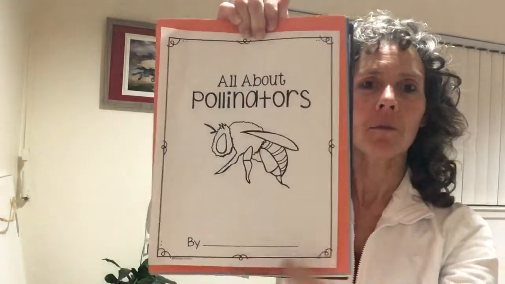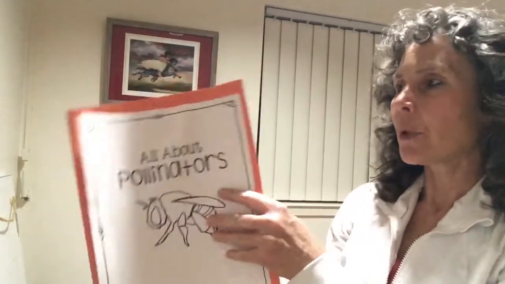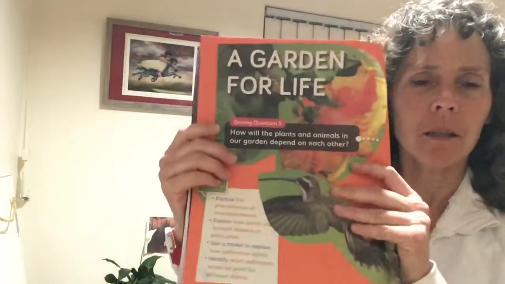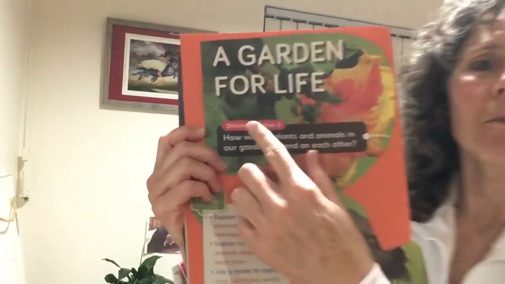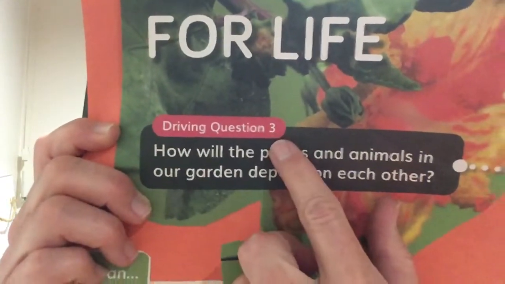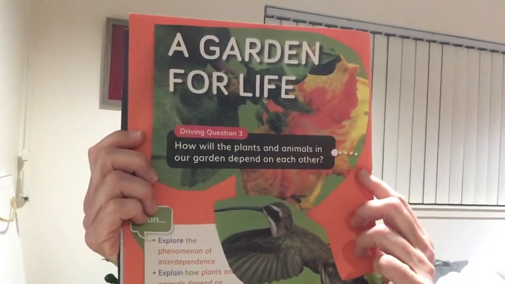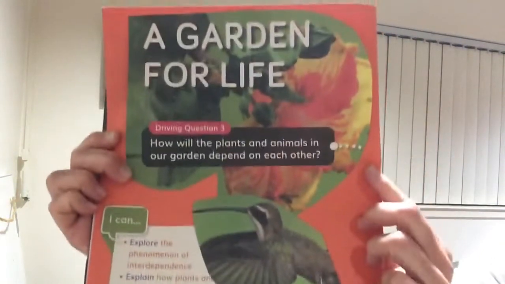This is going to be the cover. Then you're going to open your booklet, and we're going to have a page from the Twig Science booklet that you're going to cut out. It's a garden for life, and look very closely, driving question 3. And that question is, how will the plants and animals in our garden depend on each other? So this is the whole section about pollinators.